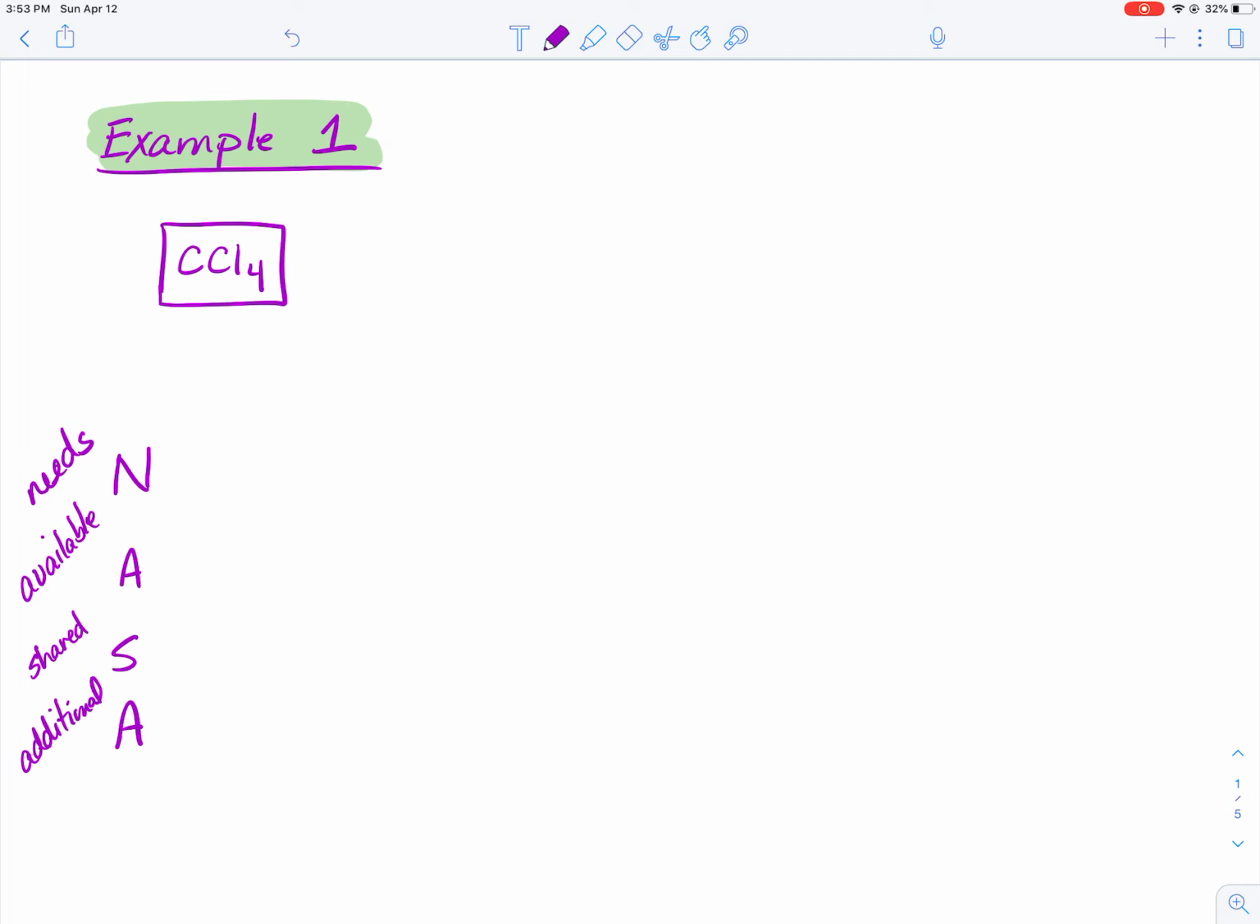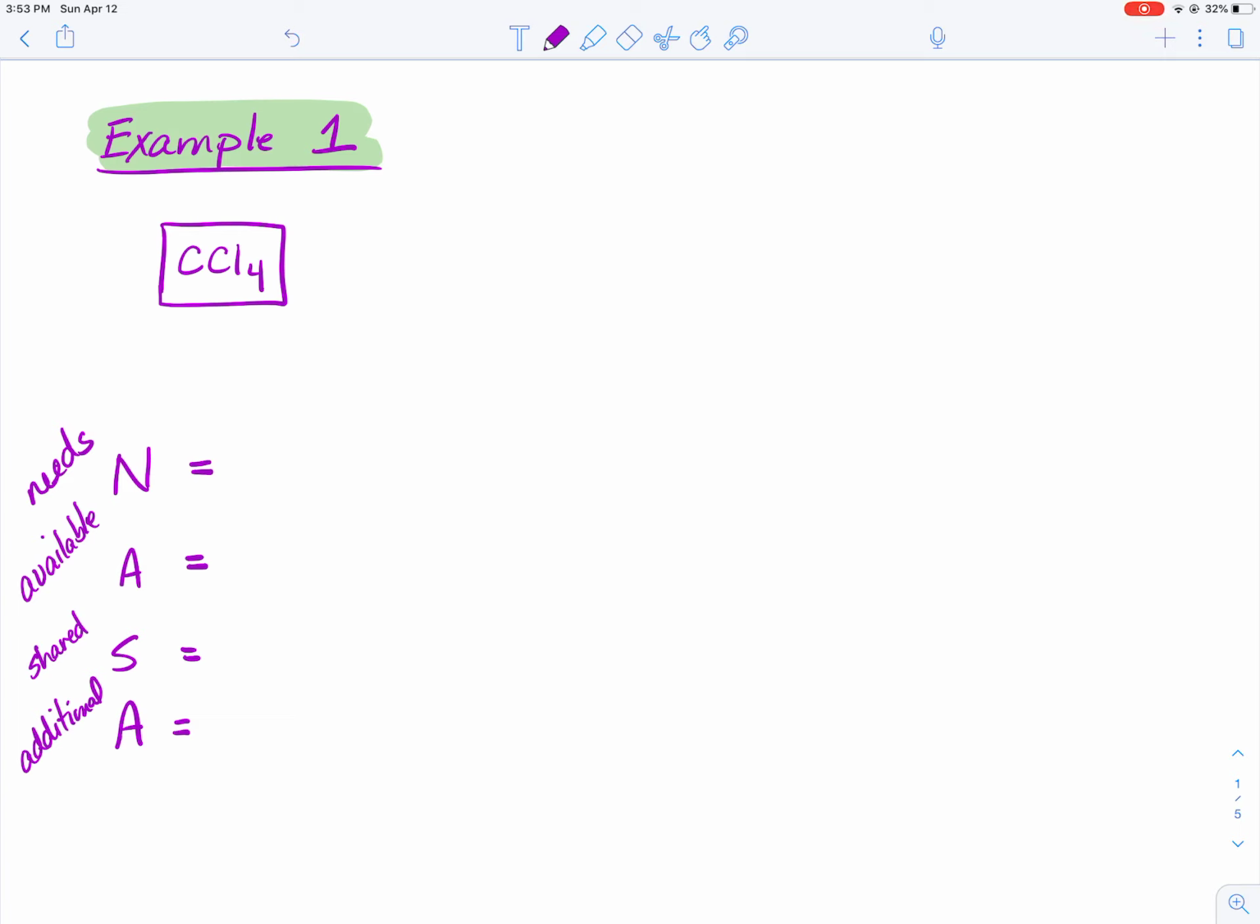How many electrons does an atom need? How many does it have available? How many is it going to share with another atom? And how many does it have additional that it's not sharing? That's what that acronym is referring to. So in order to use it, we're going to write it in a column, and I'm going to put an equal sign next to each one of these. I'm going to show you how to calculate each one of these letters.